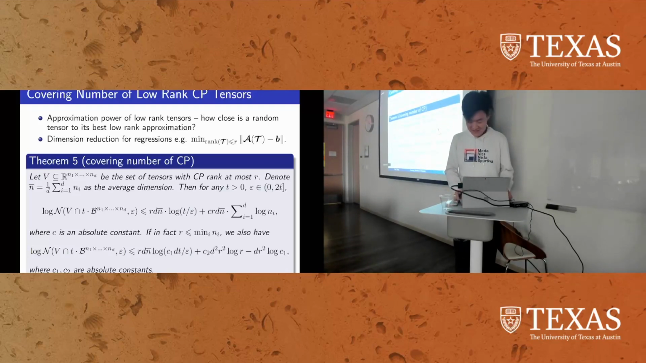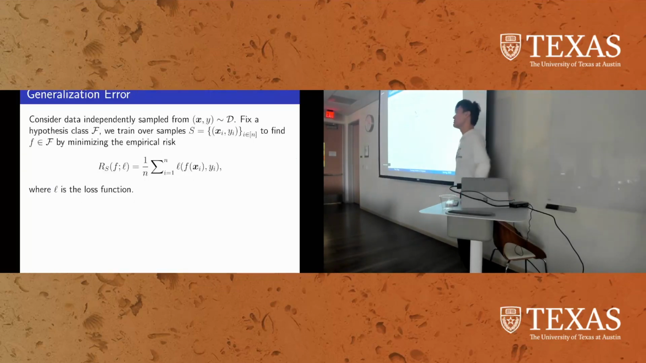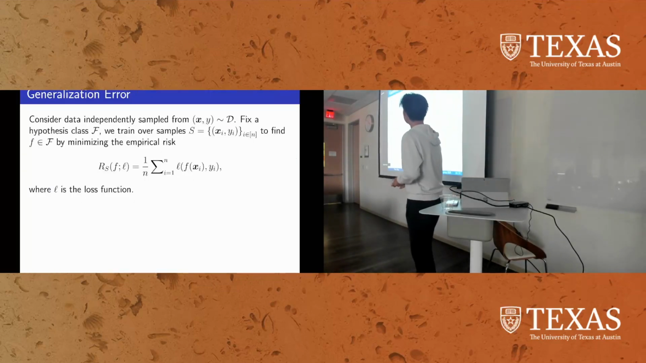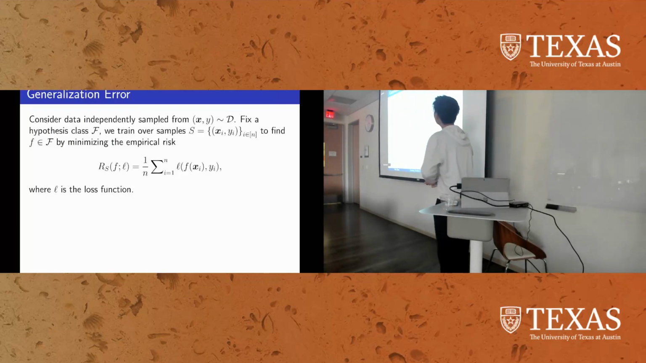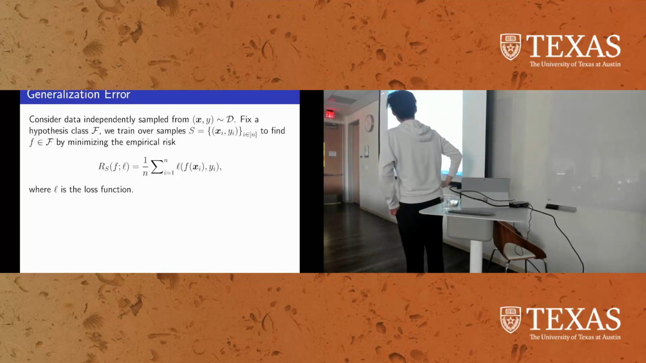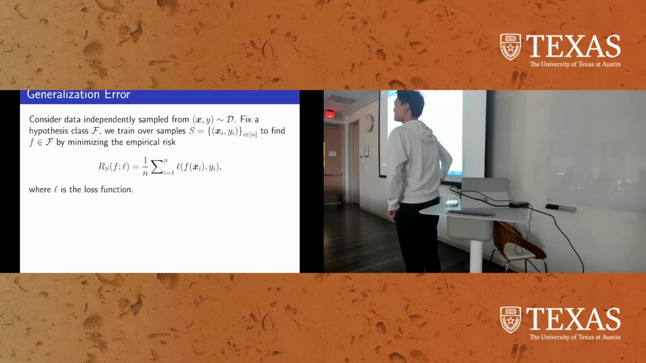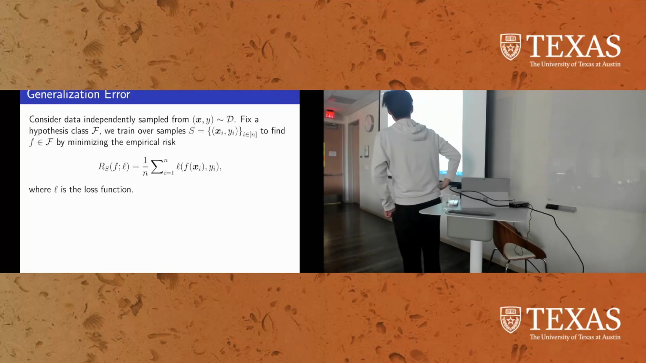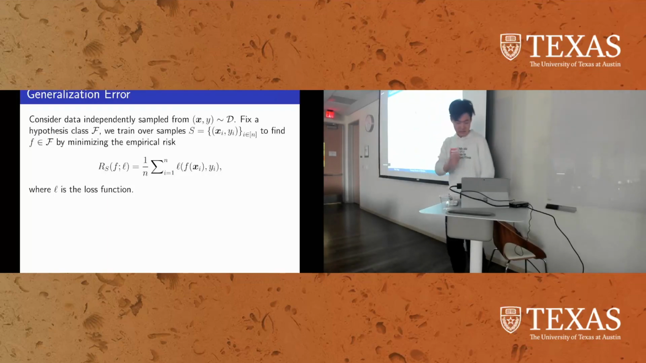So let us move into generalization error. I know many of the audience here are experts on this. But the setup is the following. I assume my data (x, y), x is the feature, y is the label, is sampled from the distribution D. And I get a training set S of size n and a hypothesis class F. So this is all possible classifiers. And I find the best classifier by simply minimizing this empirical risk, where L is my loss function.